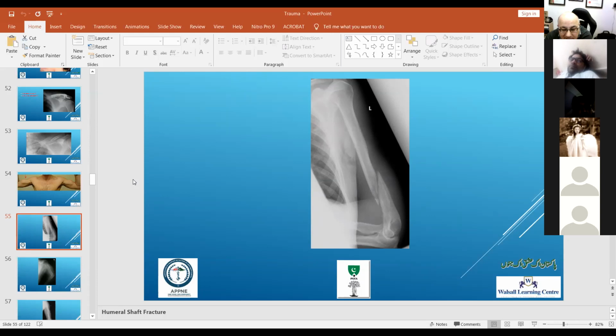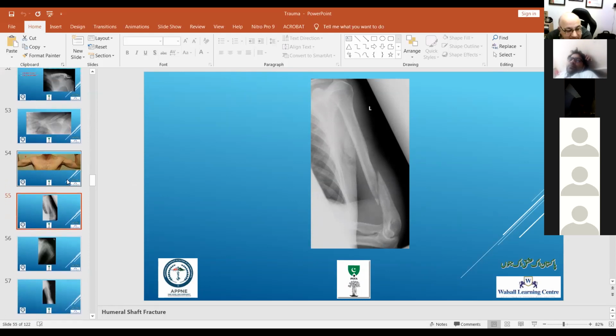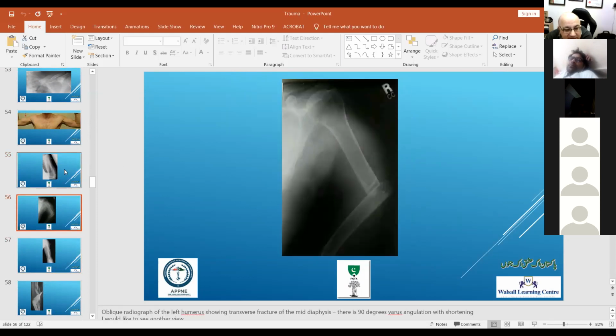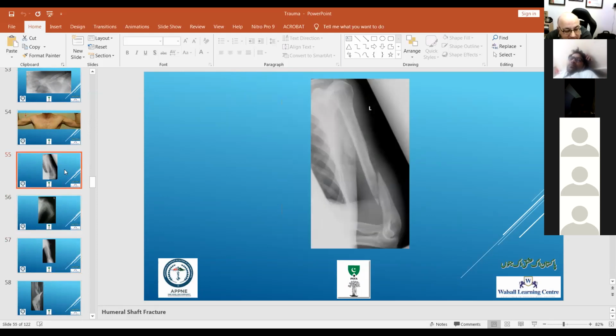So as it is associated with the radial nerve palsy, we have to classify it as a Holstein-Lewis fracture. So what's the name for this? Holstein-Lewis. Yes. What does that mean? What does Holstein-Lewis fracture mean? In the spiral groove, the nerve is damaged in it, isn't it? The nerve has got injured.